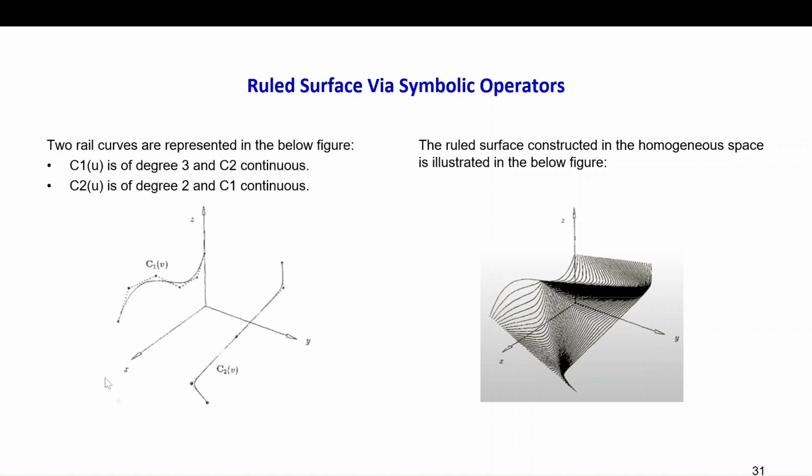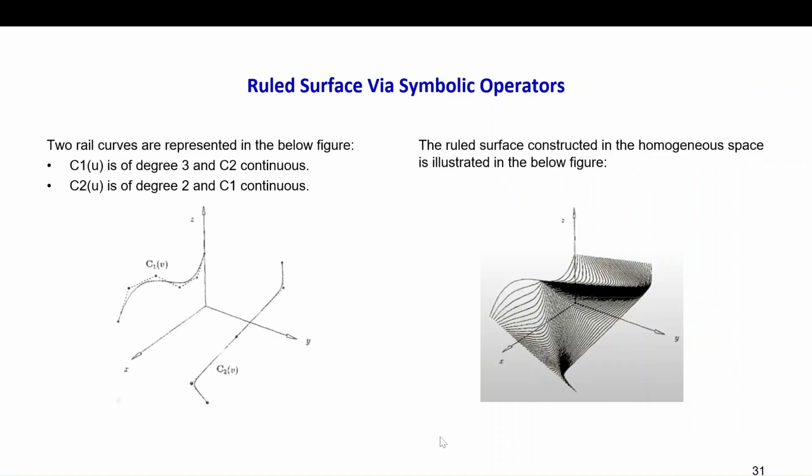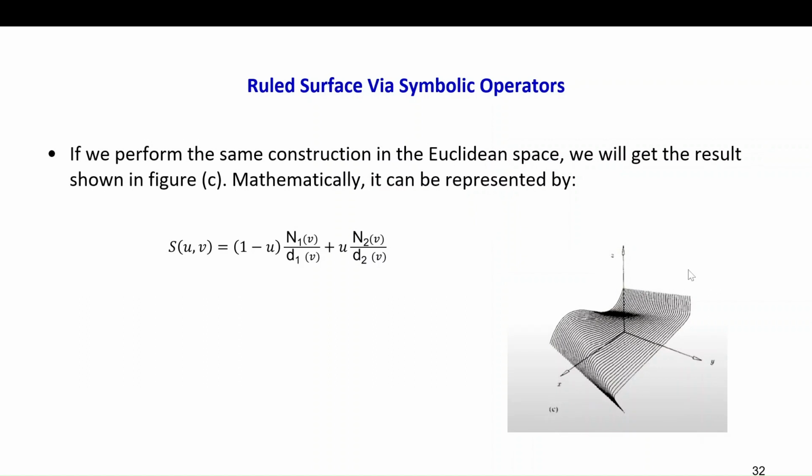If we sweep curve C1(u) along curve C2(u), but with symbolic operators, the final figure obtained will be in this format. It won't be non-continuous as in this one, it will be continuous just like this, if we form the construction of ruled surfaces with symbolic operators. If you perform the same construction in Euclidean space, we get the result shown in figure C. This figure can be mathematically represented as S(u,v) = (1 - u) N1(u)/D1(u) + u N2(v)/D2(v).